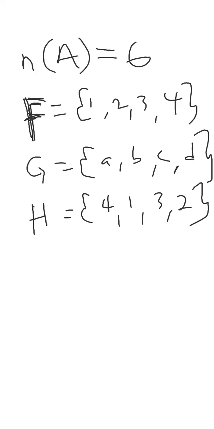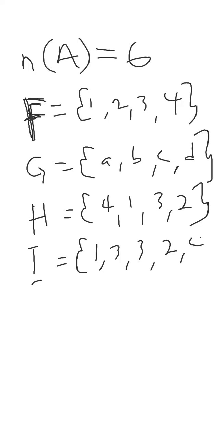Okay, let me make a case for another set. Let me call it set I. In this set I, I have 1, 3, I have 3 again, I have 2, then I have 4. All right, so set I is not equal to H and set I is not equal to F. 3 is repeated twice. If I want to find n of I, n of I is not 4, n of I is 5. The number of elements contained in I is actually 5, not 4.